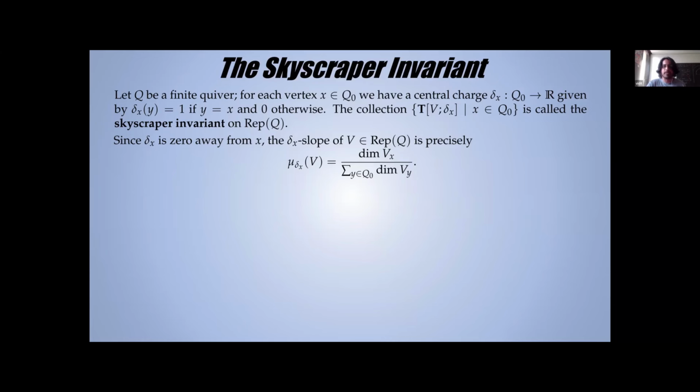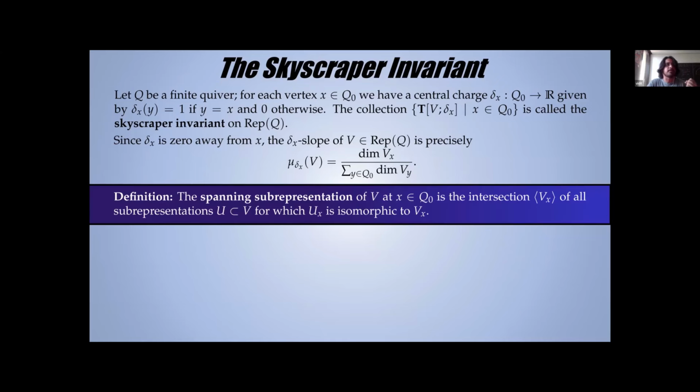That's it. That's the only game. So there is a representation that sort of pops out of this because of the asymmetry of Vx, right? At the top, we only let Vx survive. At the bottom, everything survives. So it treats X very specially. The spanning subrepresentation of V at X is the intersection of all subrepresentations where Ux is isomorphic to V.